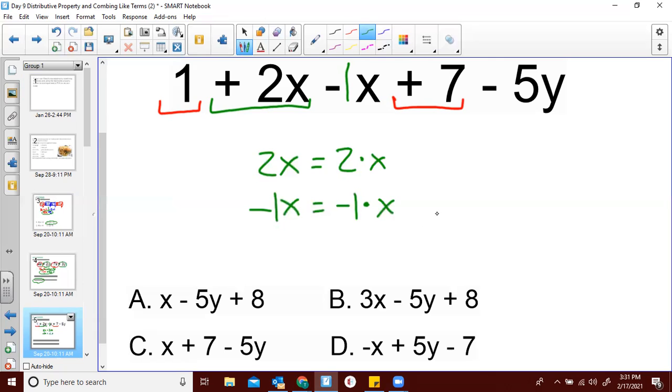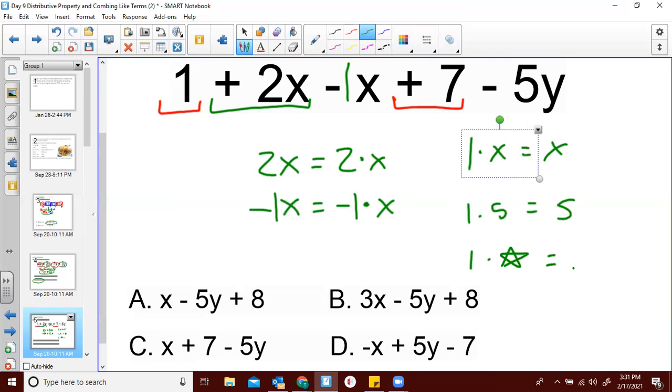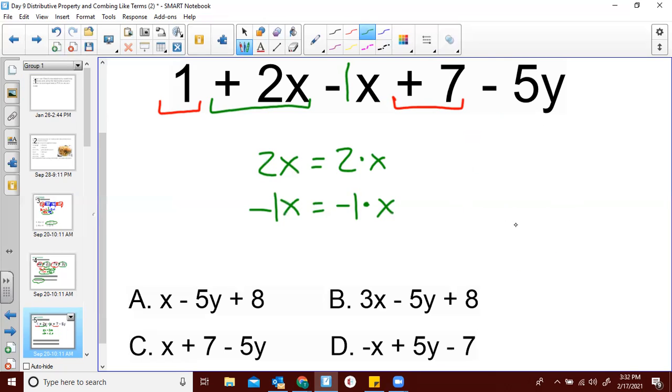Well, what is 1 times anything? If I have 1 times x, that equals x. If I have 1 times 5, that equals 5. If I have 1 times a star, that's going to equal a star, right? And in the same way, negative 1 times 5 just equals negative 5, right? This 1 doesn't really do much. It's an identity for multiplication, but the negative is going to come with it, right? Negative 1 times your star is going to be a negative star, all right?